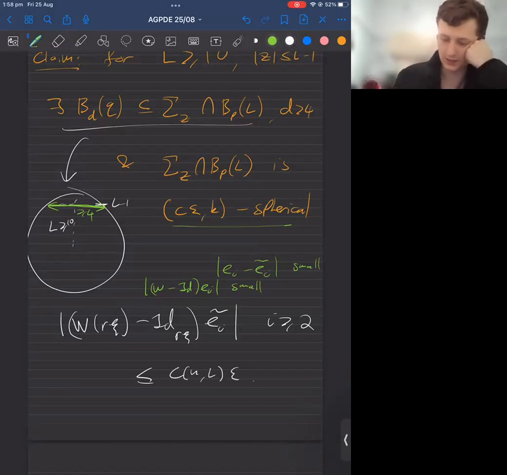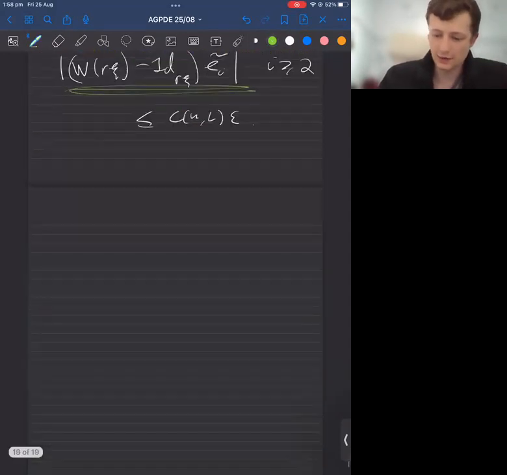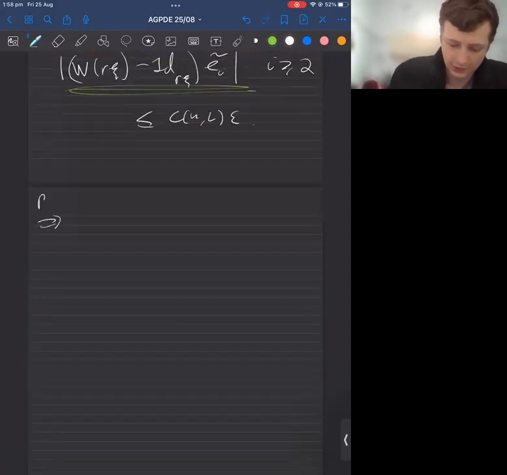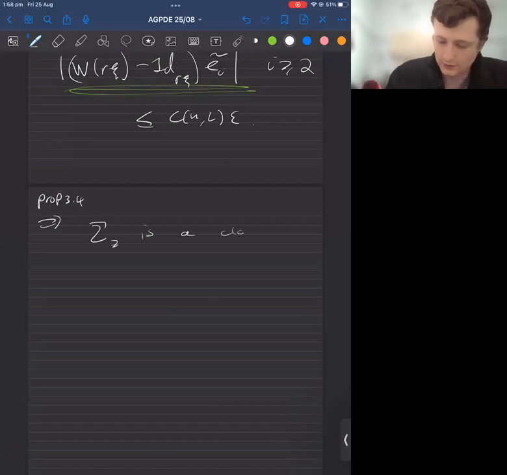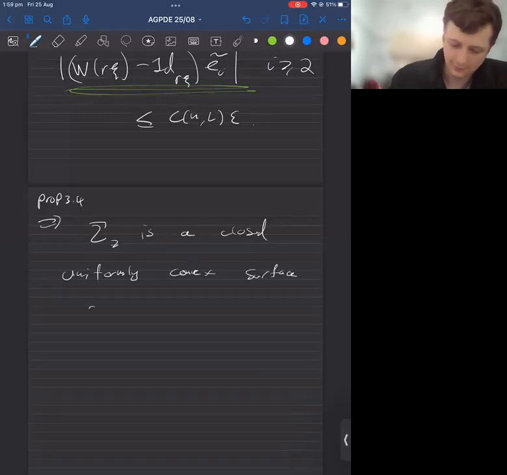And so you get a comparison between the identity in the Weingarten map of your hypersurface, and then you also need to show that the K derivatives are bounded as well. Okay, and then ultimately what this means is that by previous proposition 3.4, you're going to get that sigma Z is a closed, uniformly convex surface, and it's given by a graph.